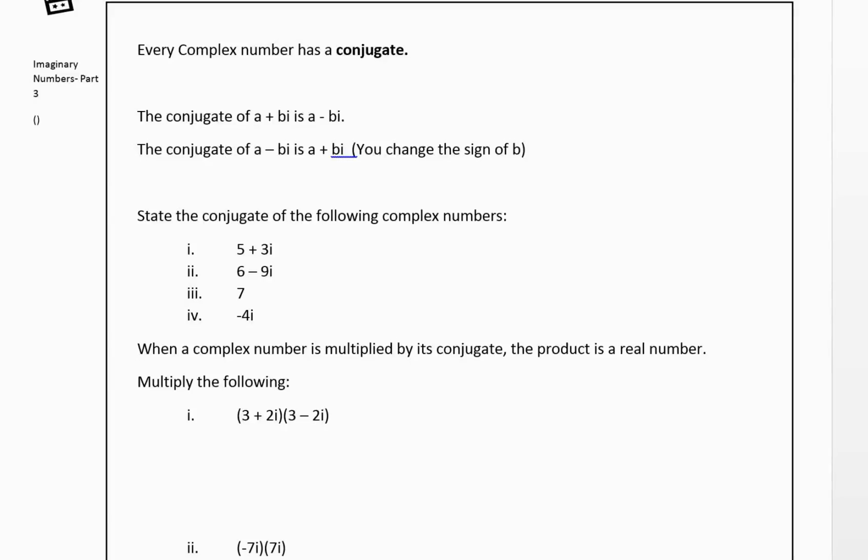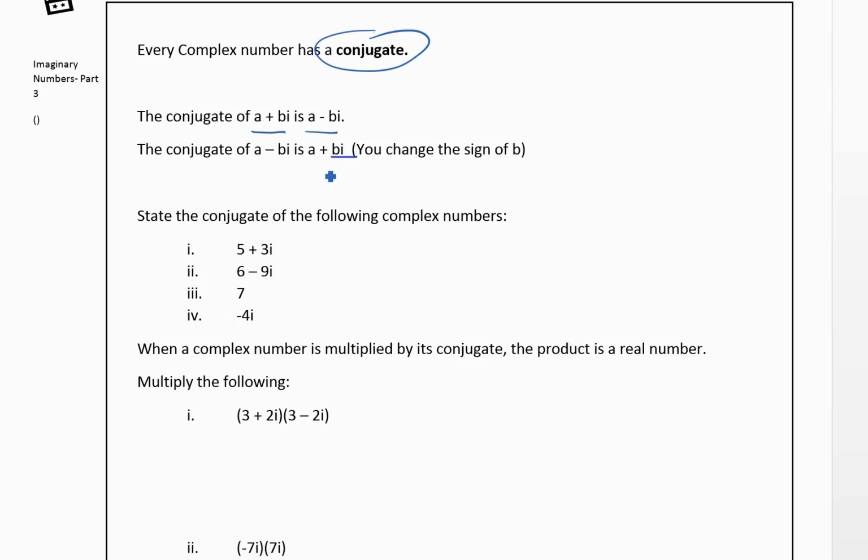Now we're going to talk about a special property of complex numbers, and that's the fact that every complex number has what we call a conjugate. A conjugate is where we change the sign in front of the b term, the sign in front of the i. So the conjugate of a plus bi is a minus bi, and the conjugate of a minus bi is a plus bi. It says, state the conjugate of the following complex number.